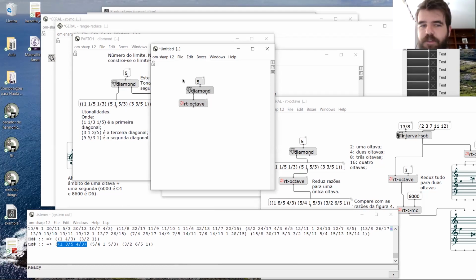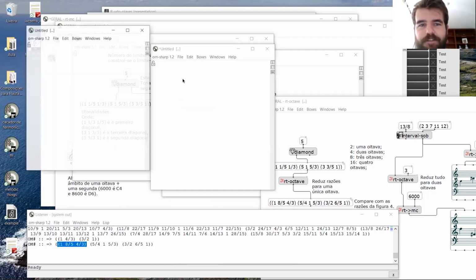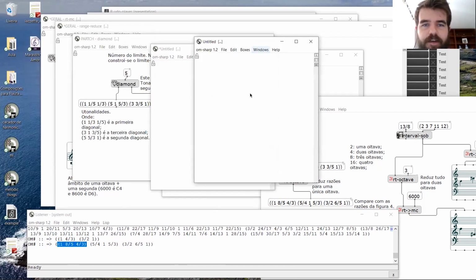This is very simple. It's not complex, but it's a good introduction to the microtonal just intonation world, because you're not dealing with crazy numbers. It's a good start. The second object is the diamond identity.